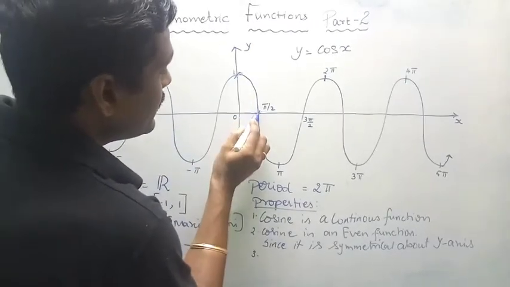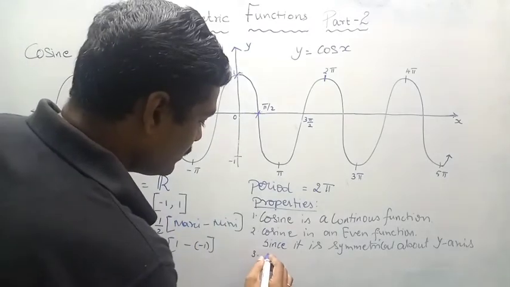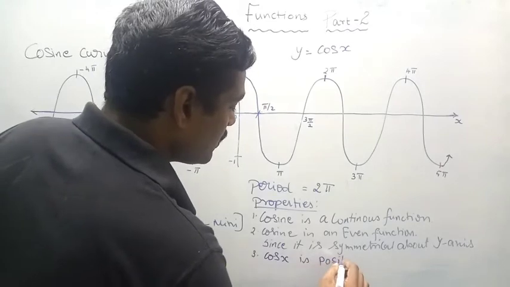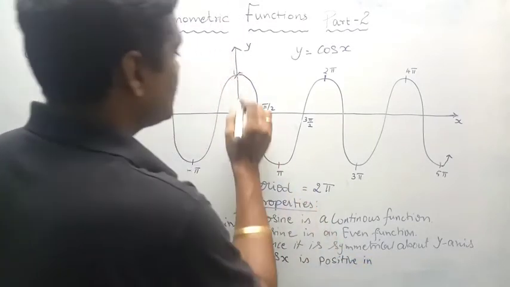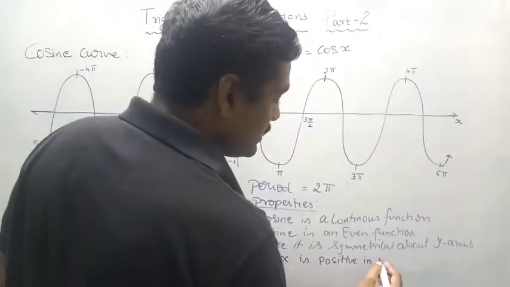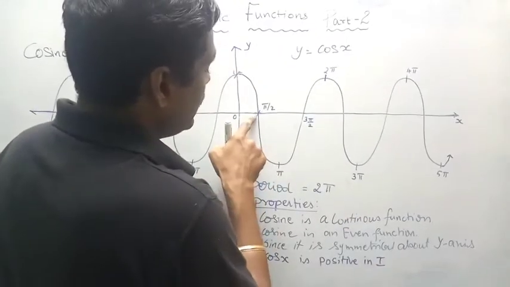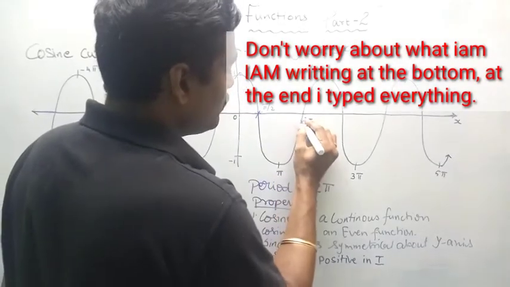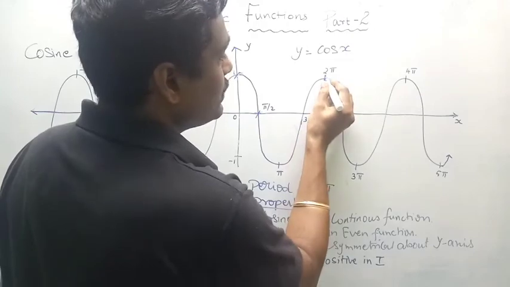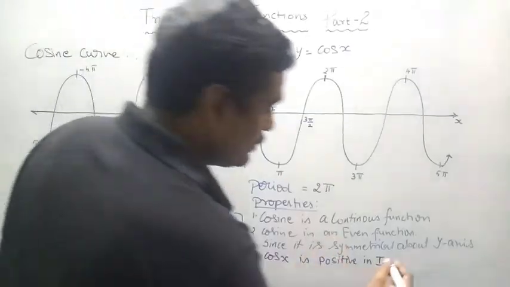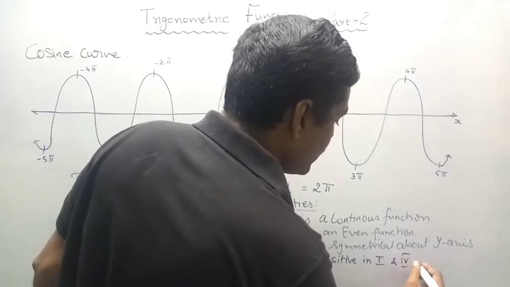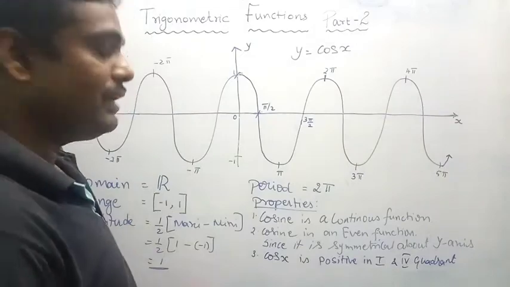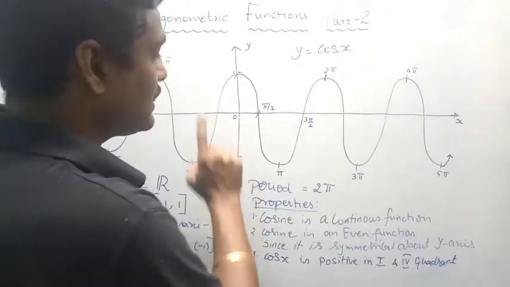From the curve, from 0 degree to 90 degree, it lies above the x-axis. So cos x is positive in the first quadrant. 0 to 90 is the first quadrant. Then 90 to 180 is below the x-axis, and 180 to 270 also below the x-axis. Again 270 to 2 pi is above the x-axis. So in the first quadrant and fourth quadrant, cos x is positive. Why are we saying cos x is positive in the first and fourth quadrant?